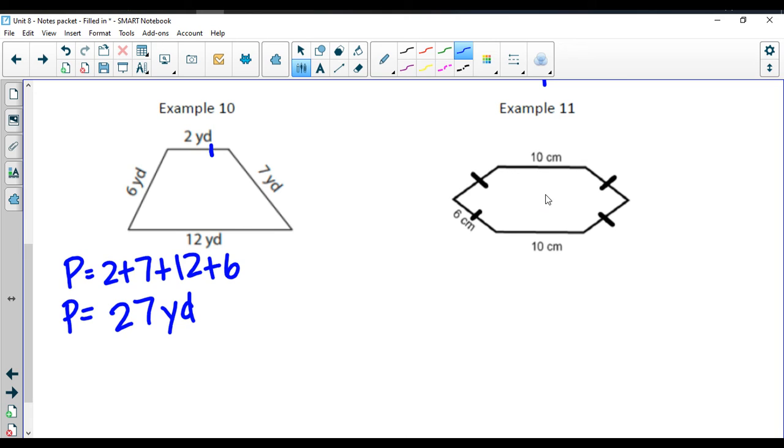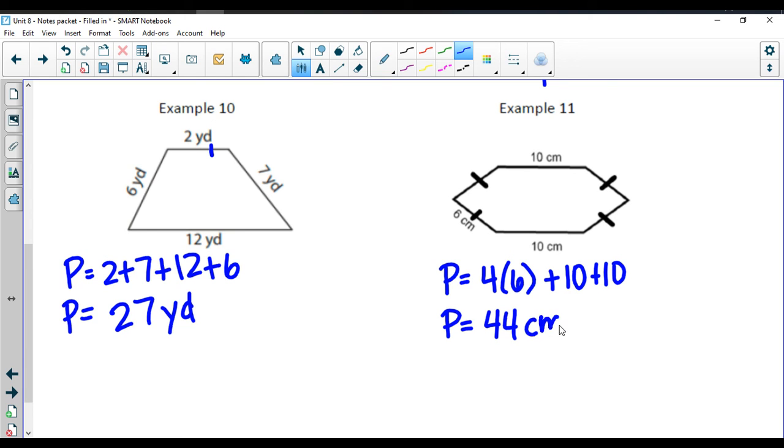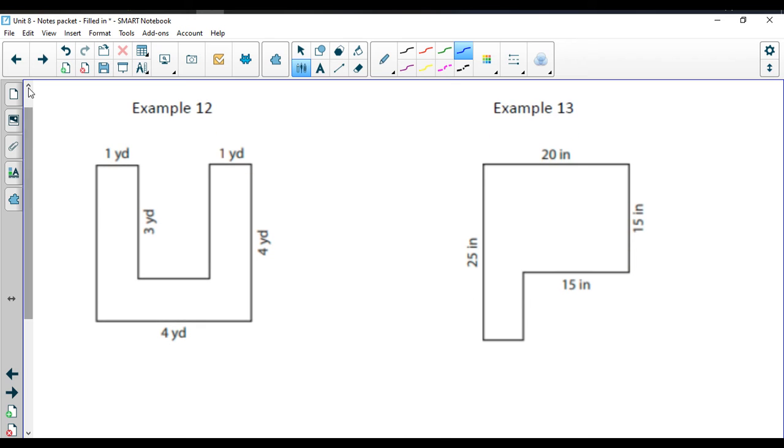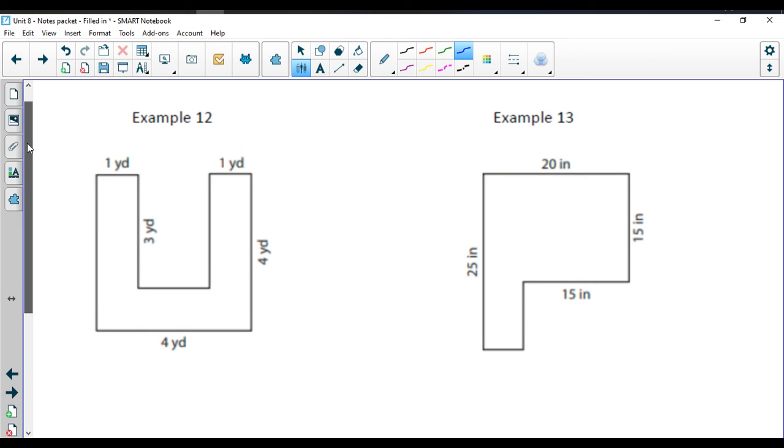Just like we talked about when we first identified triangles, when you see those tick marks, it tells you that those sides are all the same. I do notice there are 4 of them that are 6 centimeters each, plus the 2 sides that are 10. So that's going to give me 24, plus another 20 is going to be 44 centimeters here on example number 11.